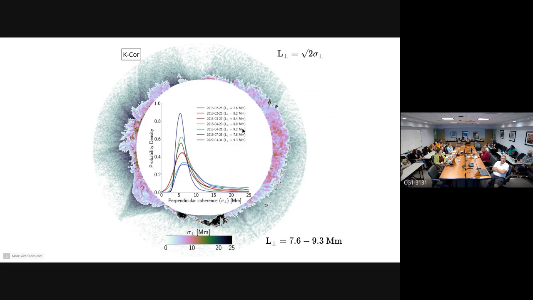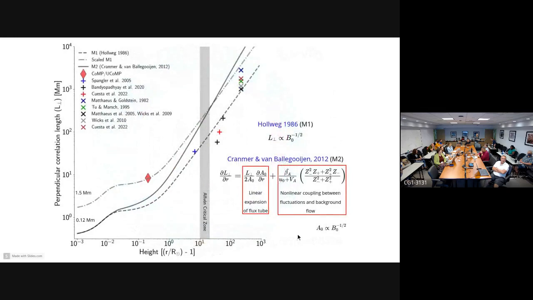These length scales for the different data sets we got were somewhere between 7.6 and 9.3 megameters. And again, if these are full width half max, if we make it twice that, you can get scales which are associated with the supergranulation. And here comes the sciencey part.